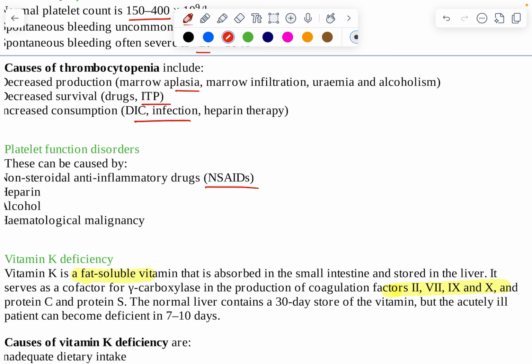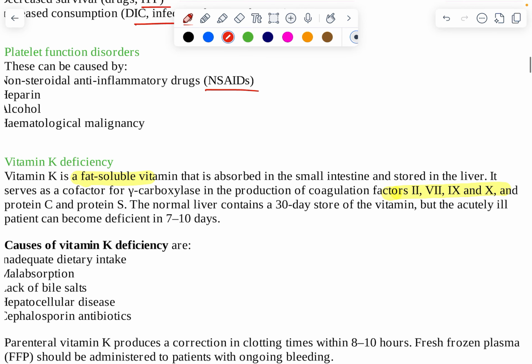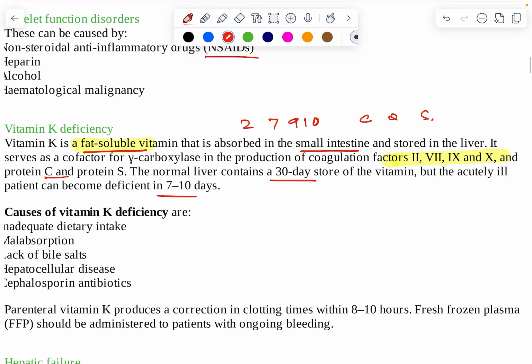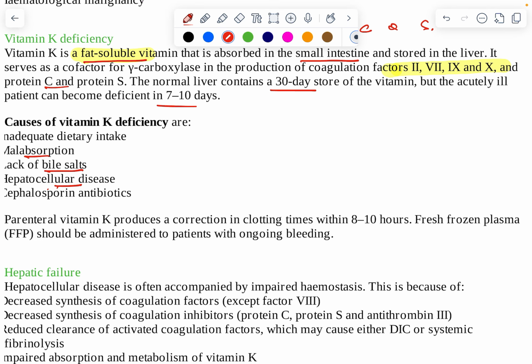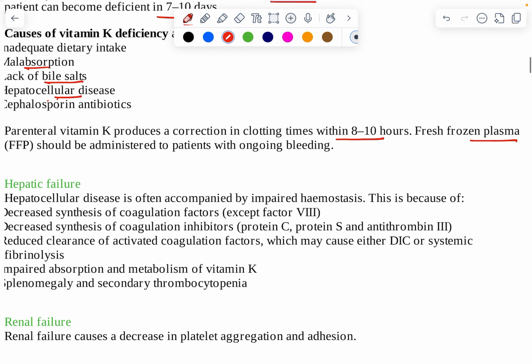This may be due to non-steroidal anti-inflammatory drugs, heparin, alcohol, or vitamin K deficiency. Vitamin K is a fat-soluble vitamin absorbed in the small intestine and stored in the liver. It's a cofactor for production of factors 2, 7, 9, 10. Thirty days of storage is there, but an acutely ill patient may become deficient in 7 days. Vitamin K deficiencies are due to malabsorption, bile salts, hepatocellular disease. Parenteral vitamin K corrects clotting within 8 to 10 hours. Fresh frozen plasma may be administered when there is ongoing bleeding.